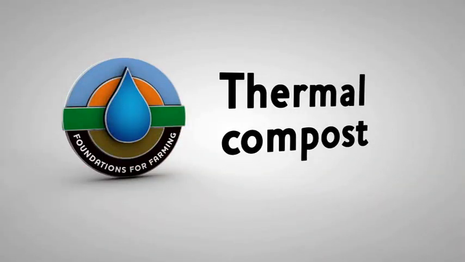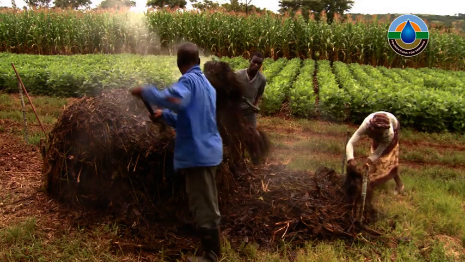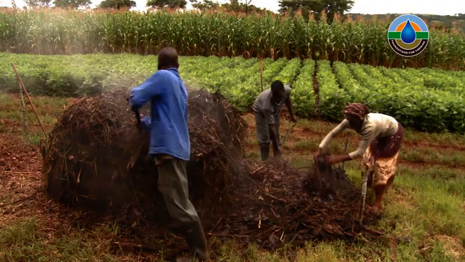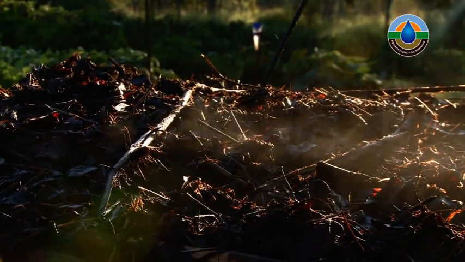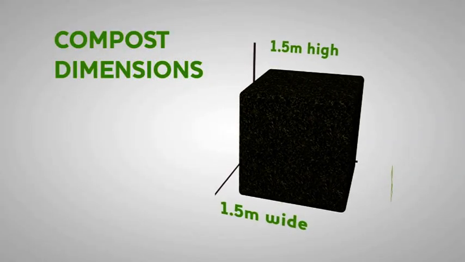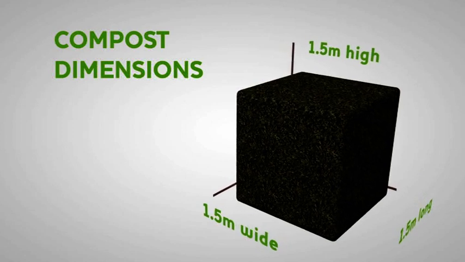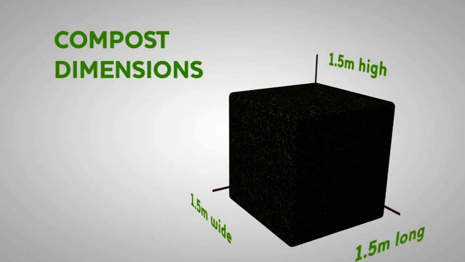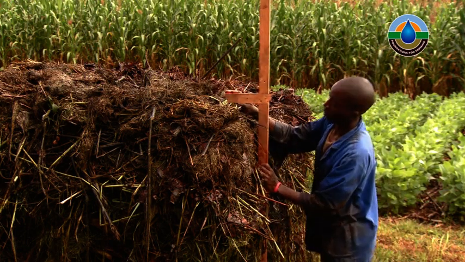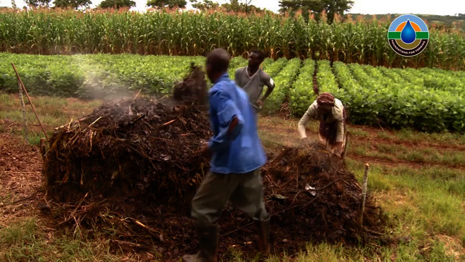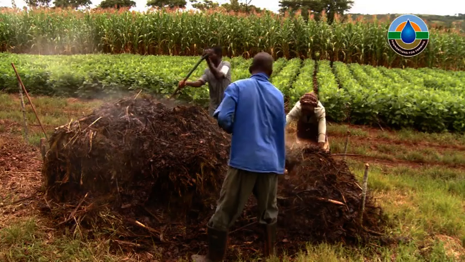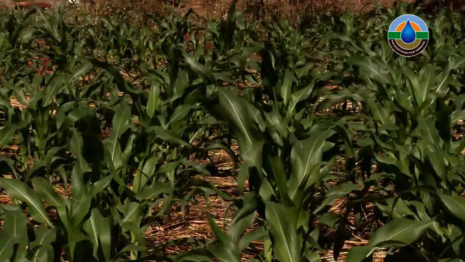Thermal compost. The compost that we will be making is thermal compost and will get very hot. This heat is important as it will kill all weed seeds and pathogens. The smallest thermal compost heap should be about a 1.5 by 1.5 by 1.5 meter pile, which will ensure the compost gets hot in the center. It is also small enough for a few people to work in a few hours. It will be enough to sustain a 1/4 hectare of maize.